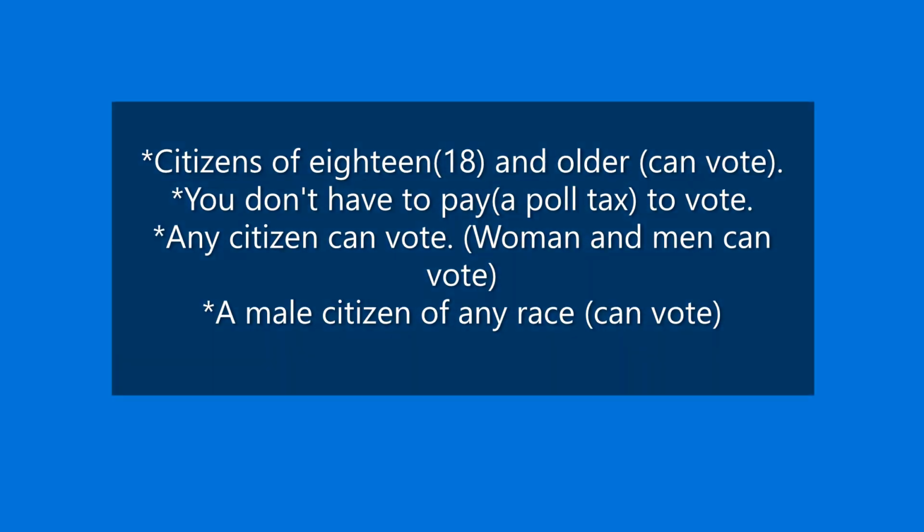Now for this question, you can pick 1 out of 4 examples. So in this following screen here, if you pick the first one, you should say, citizens of 18 and older can vote. Or if you pick the last one, you should say, a male citizen of any race can vote.